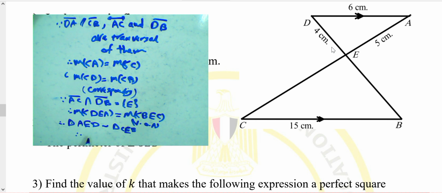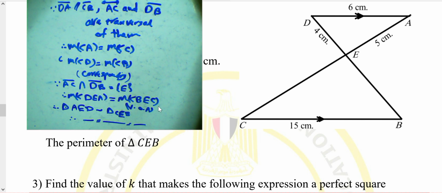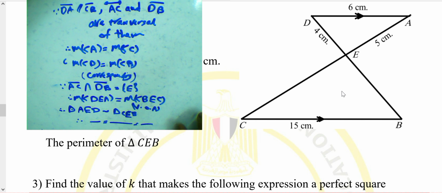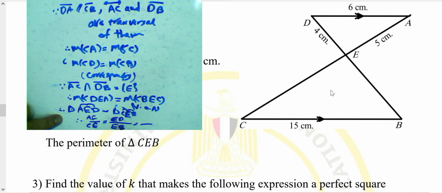Okay, they are similar. Then you can write the ratio between the corresponding sides. Why? Because he wants us to find the perimeter of triangle CEB. Then you can find the lengths of CE and EB, and then add CE plus EB plus BC to find the perimeter of this triangle. You can write the ratio AE over CE equals ED over EB equals DA over BC.